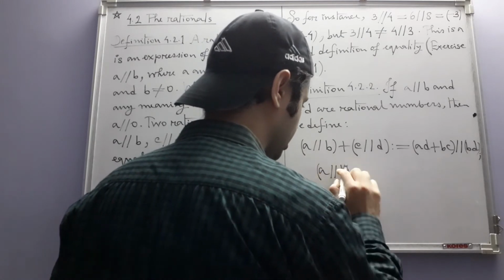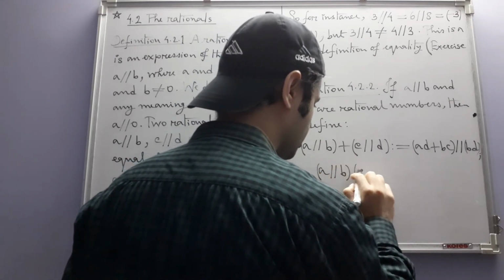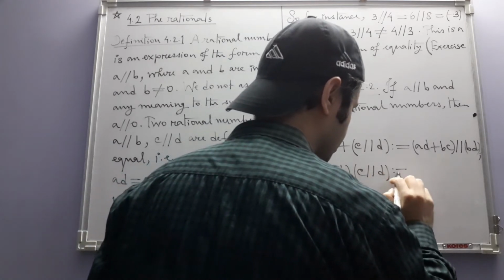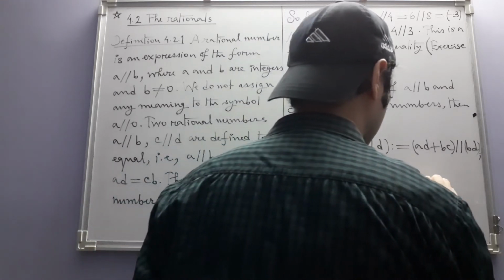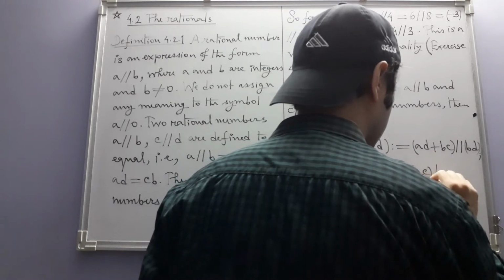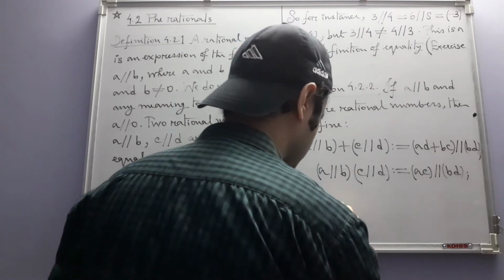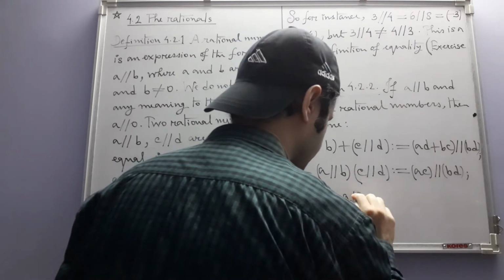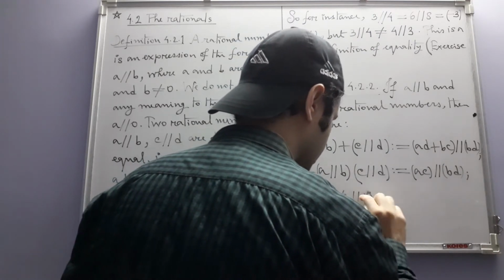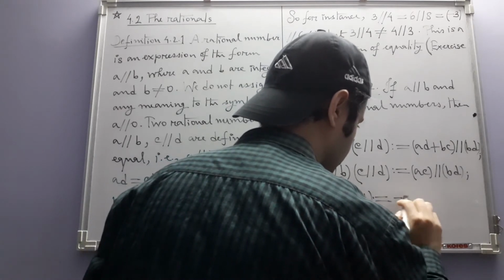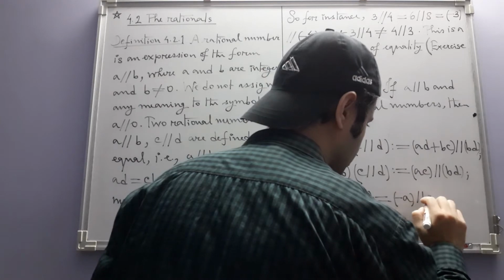The product of these two rational numbers. The definition of product is easier than the one for sum. It is AC by BD, and the negation of A by B is defined to be this.